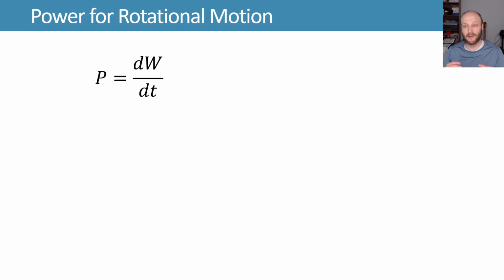Just like we can consider power for translational motion, we can consider power for rotational motion. The power is still equal to dW/dt, which is the rate of change of our work with respect to time, or the rate at which we can do work. And we can now substitute in for rotational motion what that work is.